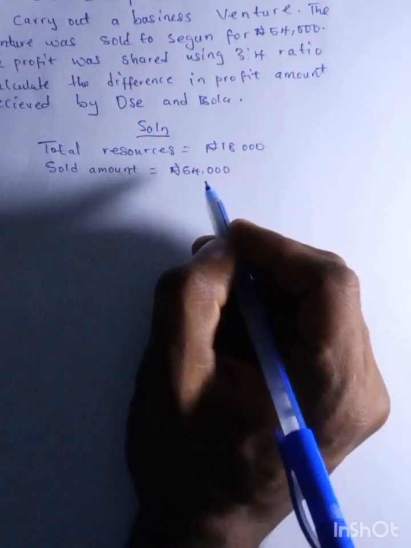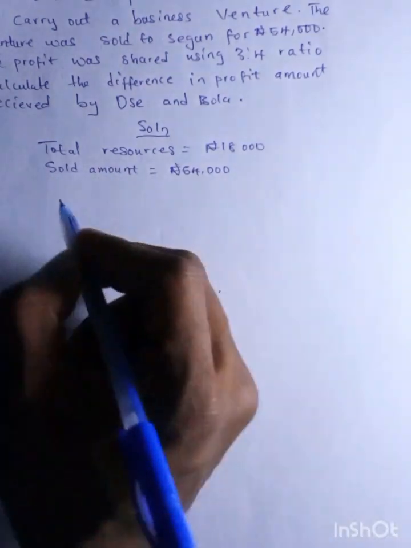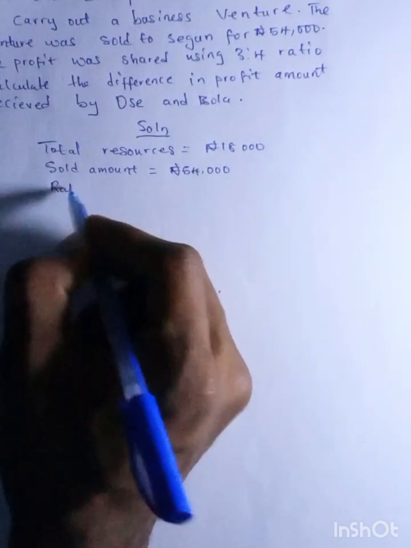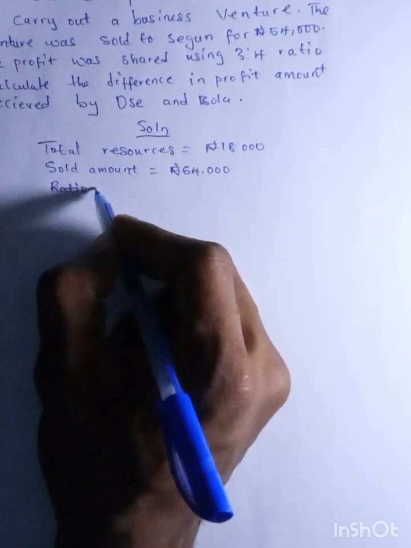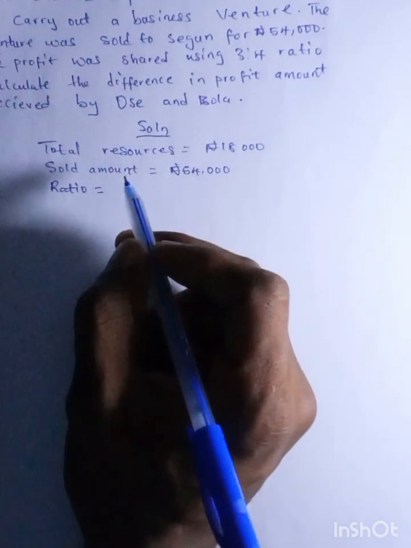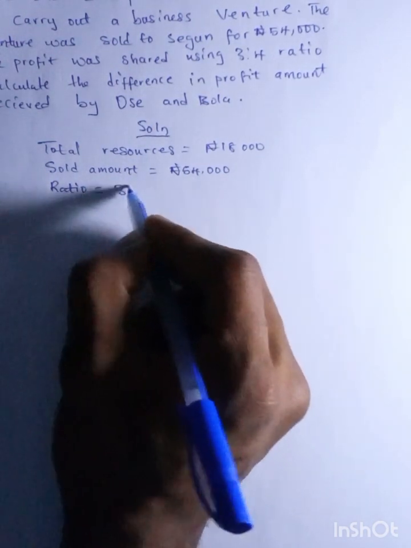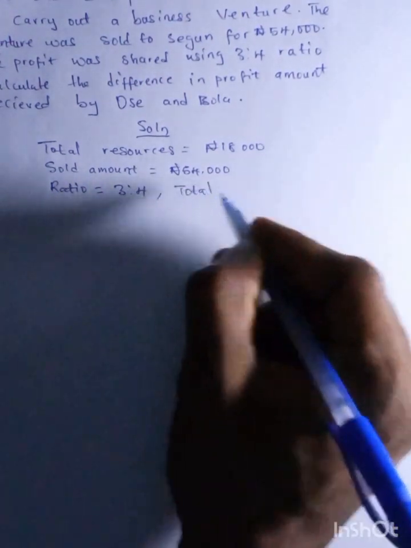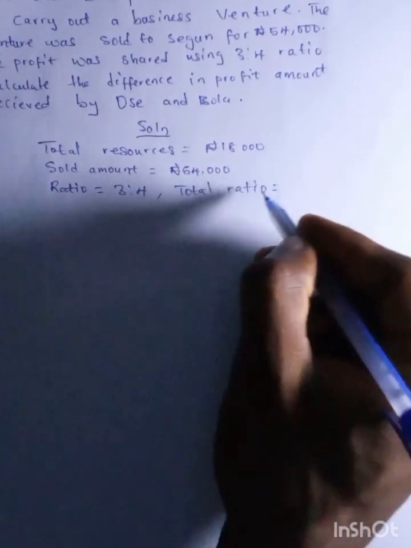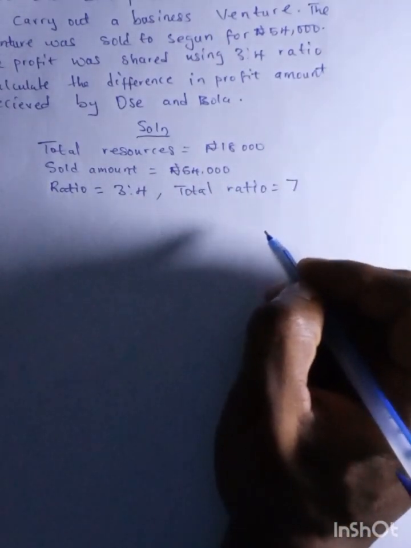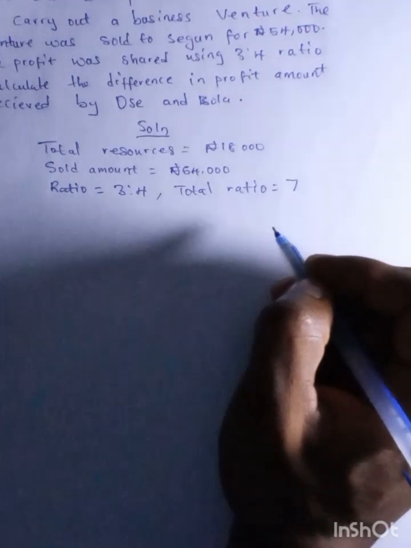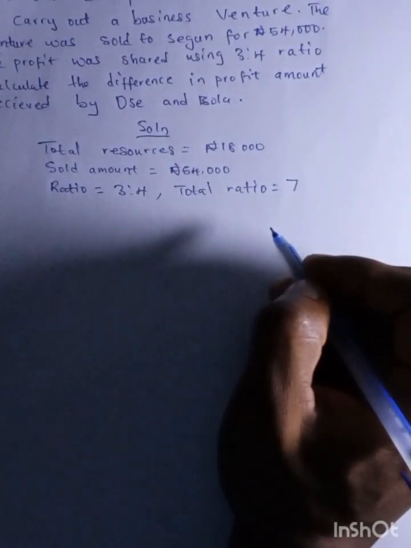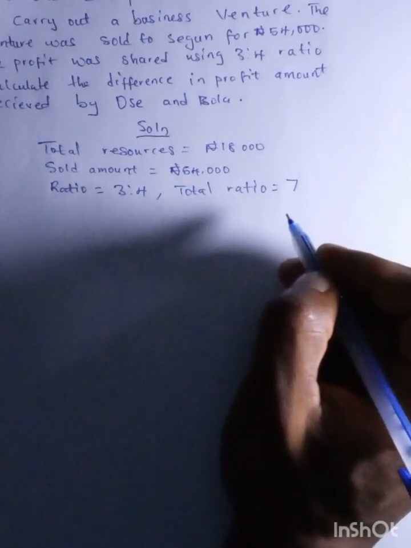Now total ratio. We are also told the ratio of the profit they shared is 3:4. So I can say total ratio here is equal to 7, right? So that's the total ratio here. Sorry for the poor view. So total ratio here is equal to 7.